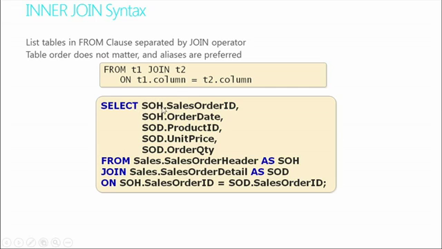Then we want to return content. These first two columns are coming from the header table. These remaining three columns are coming from the details table. So we're going to join the tables based on the sales order ID. They have to have that common column. They're going to join the tables on that sales order ID, and that's going to return the individual columns from both of those tables in the same result set.